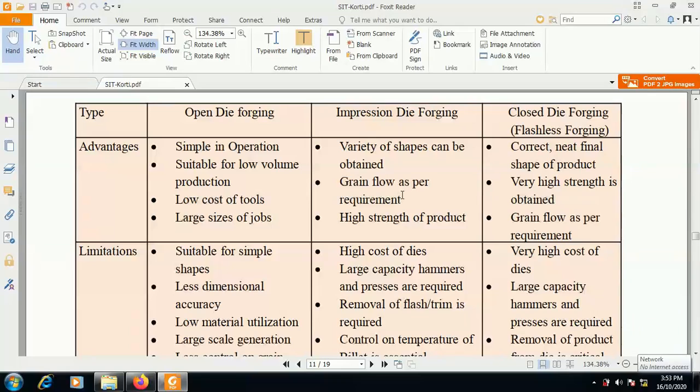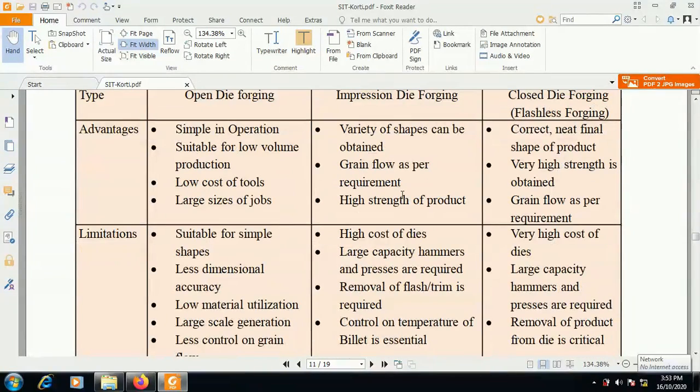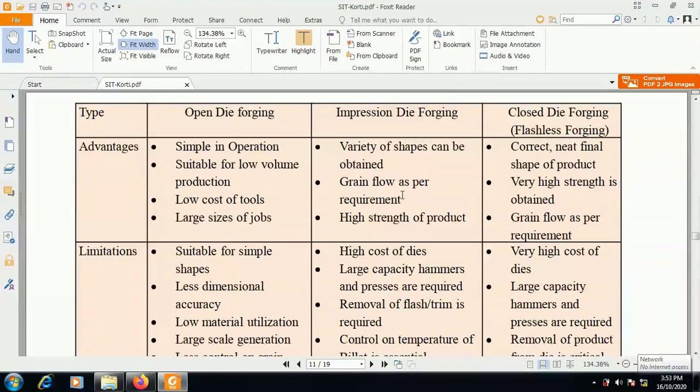Grain flow is very important part in case of forging. Grains means crystal structure is achieved in the direction of the blows of the hammer. That's why strength and toughness of that part is more. That is the grain flow is very good, is achieved in case of impression die forging. High strength of the product is achieved.